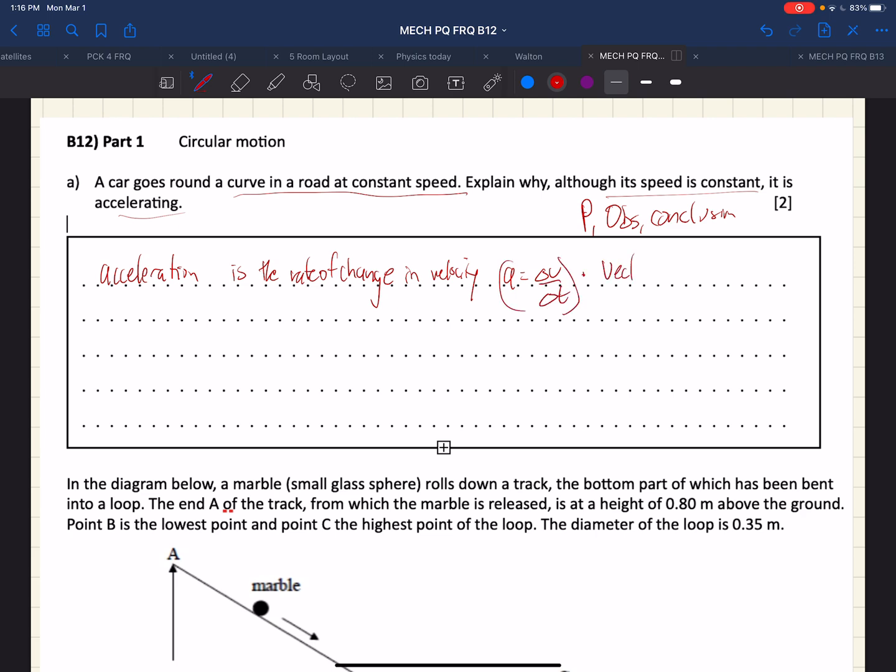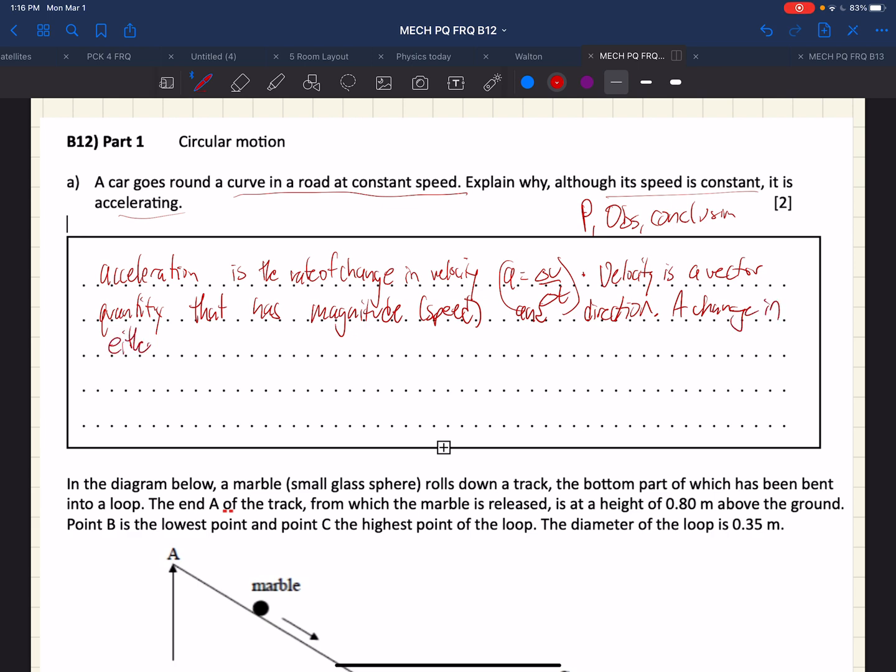Velocity is a vector quantity that has magnitude, which is the speed, and direction. A change in either is a change in velocity.